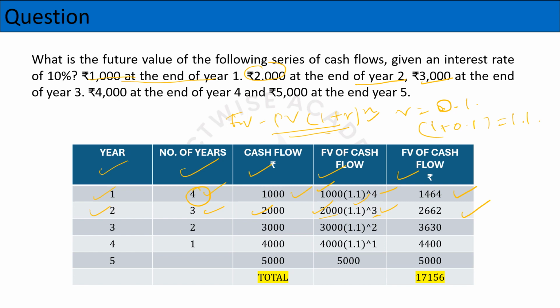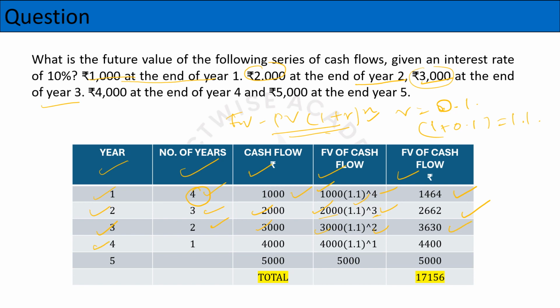Then 3000 at the end of year 3. Year 3 means 4 and 5, so 2 years. For 2 years only interest will be calculated. So cash flow is how much? Cash flow is rupees 3000. 3000 into 1.1 to the power of 2. On simplification you get 3630.